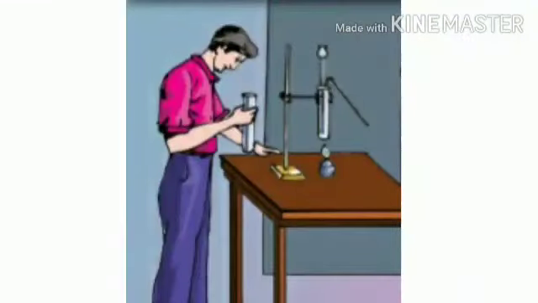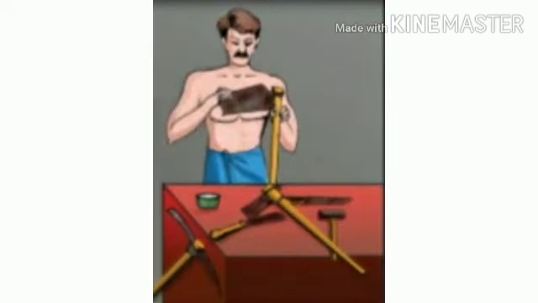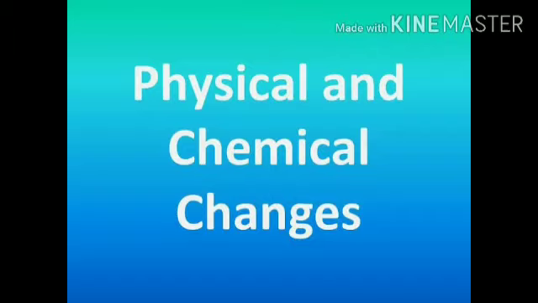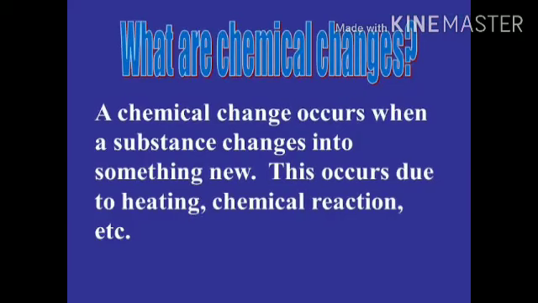Look at these pictures. These pictures are showing various changes happening around us. These include both physical and chemical changes. Don't you remember the difference between these changes? Let's recall physical and chemical changes. Physical changes are changes that alter the size, shape, or physical state of a substance. But in a chemical change, a new substance is formed.